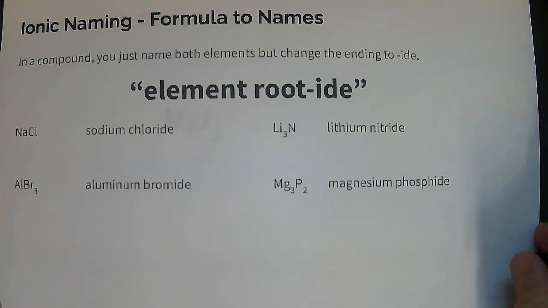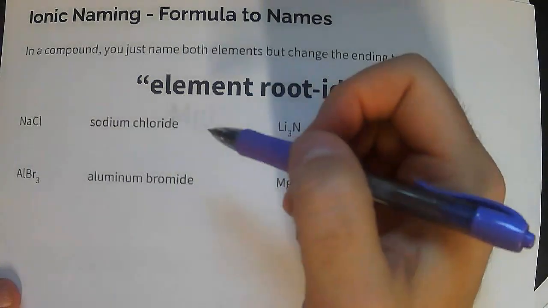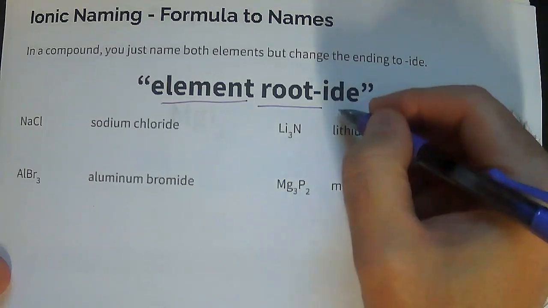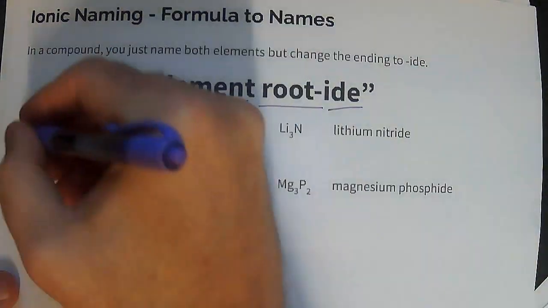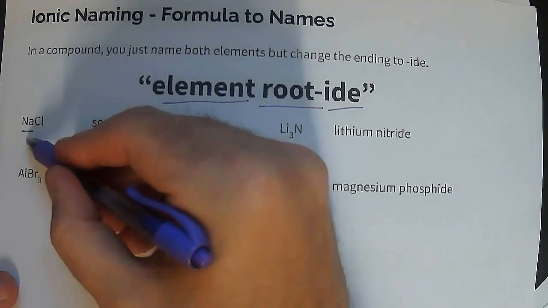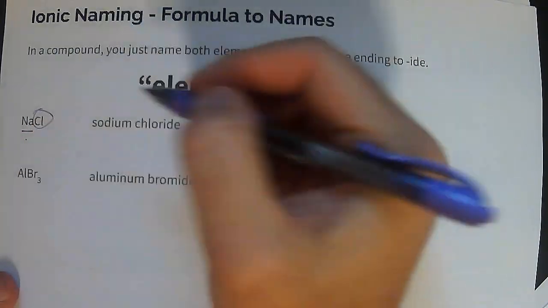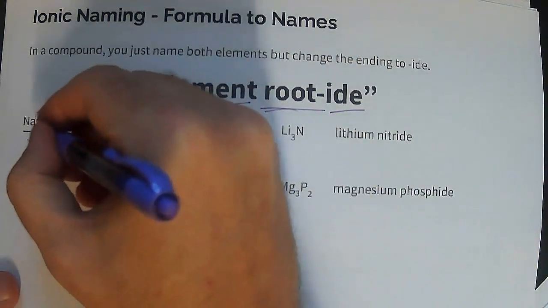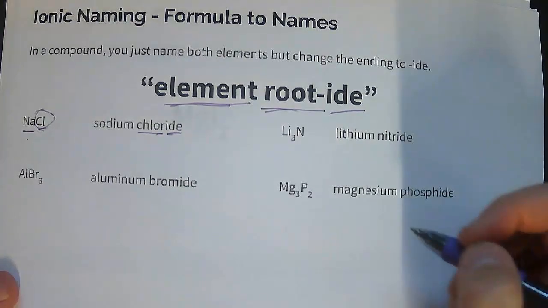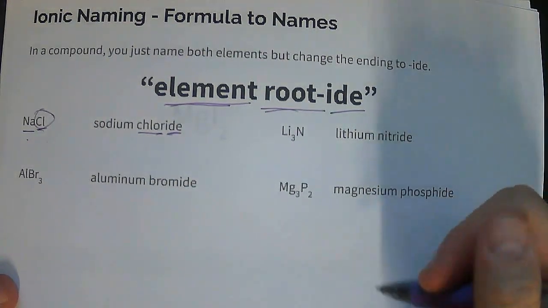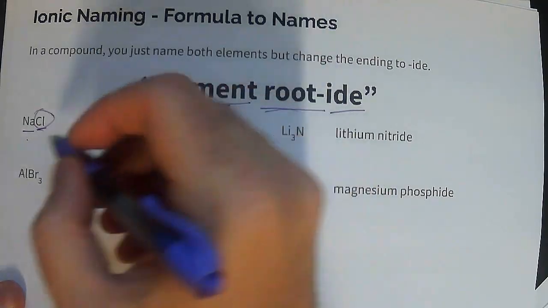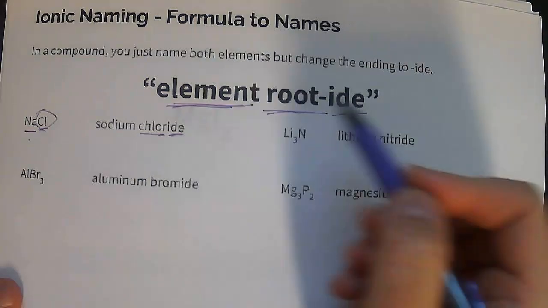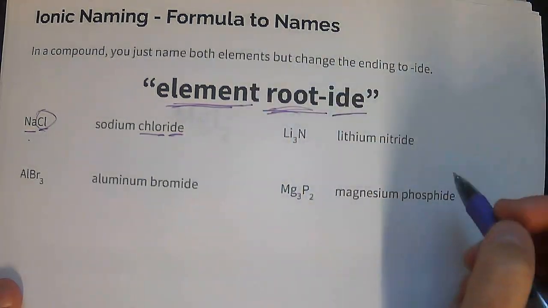If we're going to name this, the way to do it is element root-ide. So here we have Na, that's sodium, and then this is chlorine. So it's sodium. The root of chlorine is chlor, and then we add ide to change it, so that we know that it's a compound. Otherwise, if we just do sodium chlorine, it just sounds like we're listing elements. So it's the name of the element, and then the root of the second element plus ide.